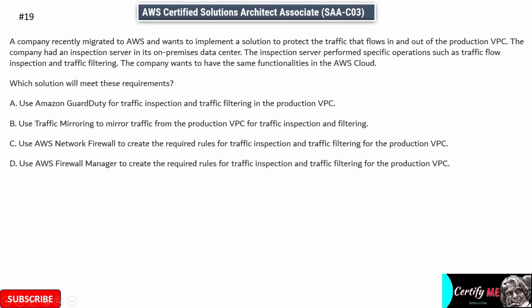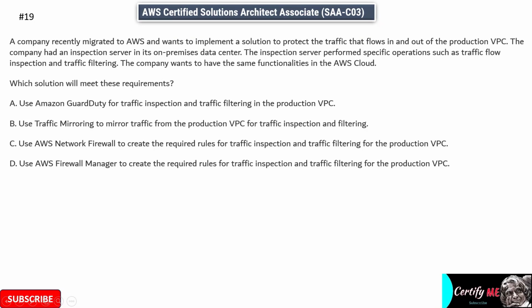Option A. Use Amazon GuardDuty for traffic inspection and traffic filtering in the production VPC. Option B. Use traffic mirroring to mirror traffic from the production VPC for traffic inspection and filtering. Option C. Use AWS Network Firewall to create the required rules for traffic inspection and traffic filtering for the production VPC. Option D. Use AWS Firewall Manager to create the required rules for traffic inspection and traffic filtering for the production VPC.